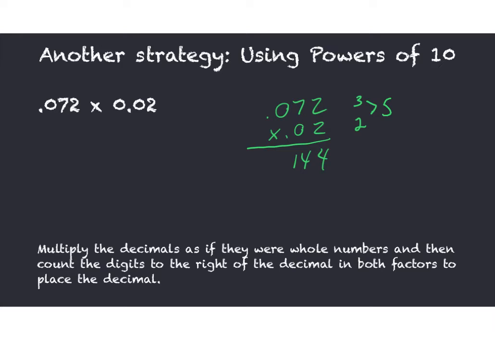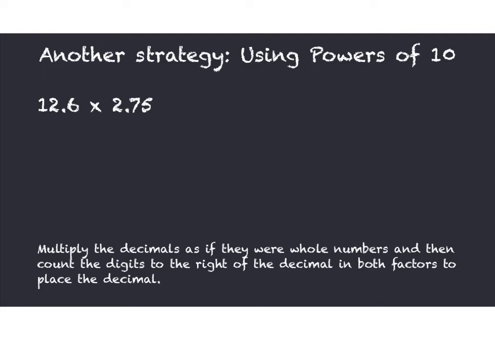That means that we need to move our decimal over 5 places. In a whole number, our decimal would be here. So we're going to move it 1, 2, 3, 4, 5. Just like we did last week with our multiplying decimals by powers of 10, we place a 0 where there is an empty spot. And so our answer would be decimal 00144. Let's look at one more example.